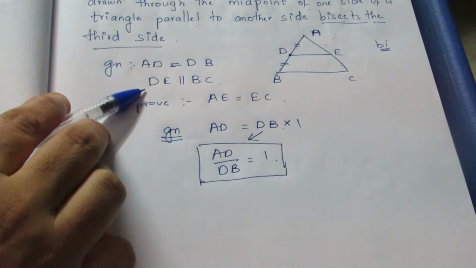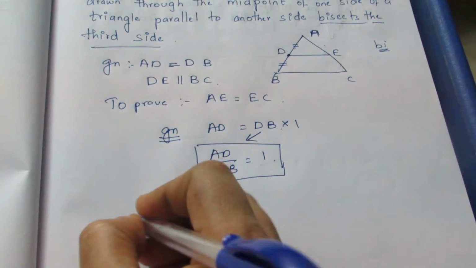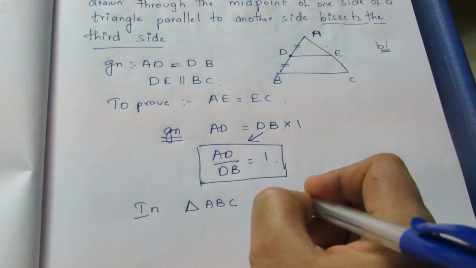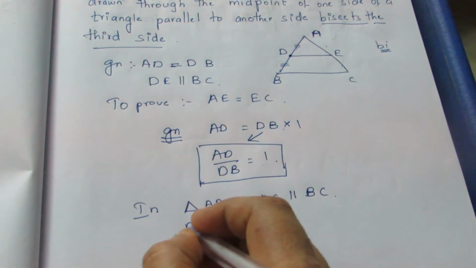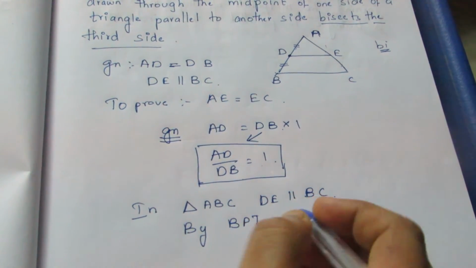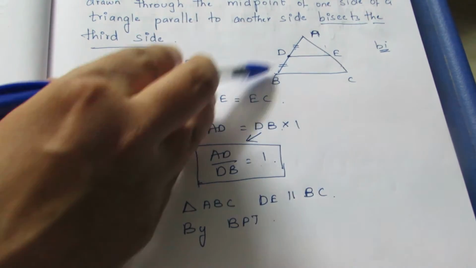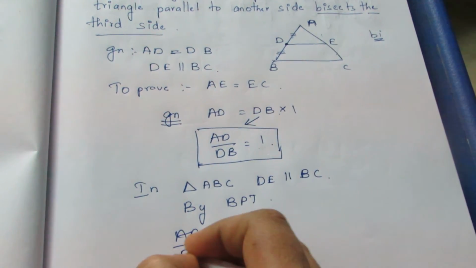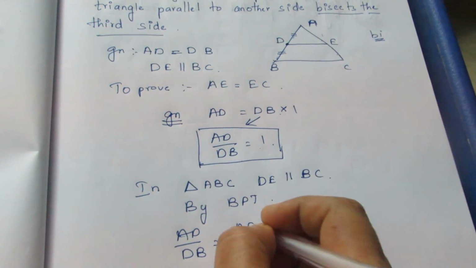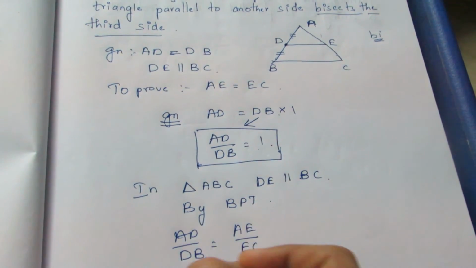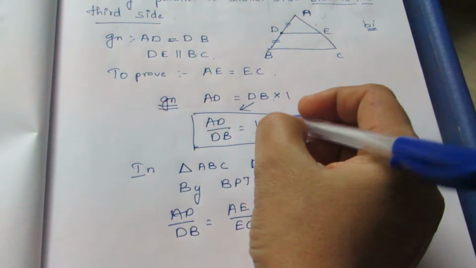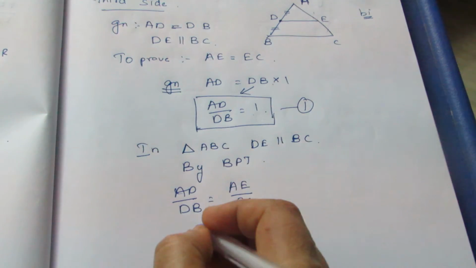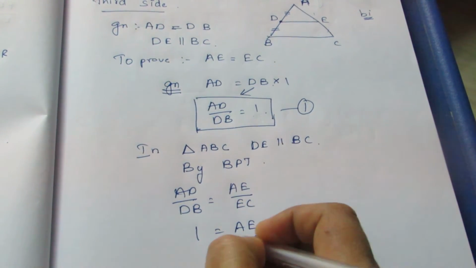So we know that these two are parallel. So in triangle ABC, DE is parallel to BC. So by BPT we know that AD by DB is equal to AE by EC. We know that AD by DB is equal to 1 according to the given. So we can directly substitute this as 1, which gives 1 is equal to AE by EC.